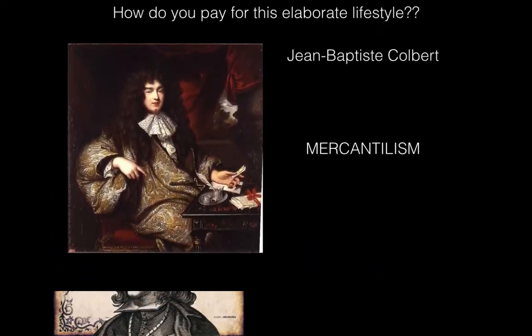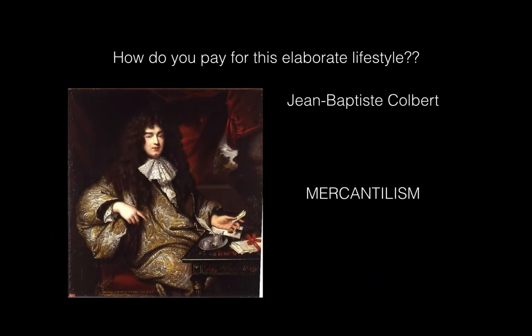Now, the question is, how do you pay for this? Okay, because it's pretty elaborate. So Louis actually pays for this by employing Jean-Baptiste Colbert, whom we've already talked about in class, as his chief financial minister.